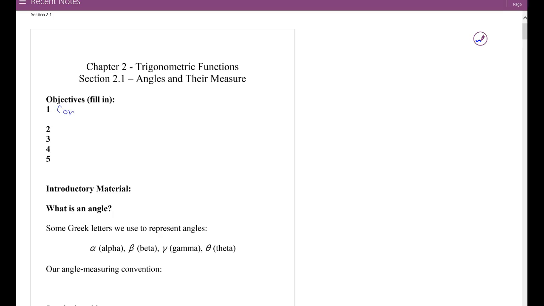The first one is convert between decimals and what we're going to call degrees, minutes, seconds form of measuring angles. Both are used, so we need to know both, and we need to be able to switch back and forth between them. The second one is find the arc length of a circle.